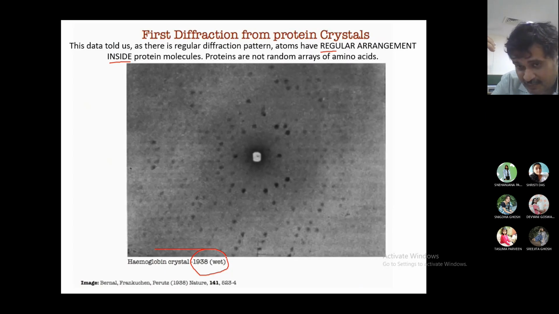So had it been a disorderly protein, when hemoglobin was crystallized and diffraction was done, there should not have been a regular repeating pattern, correct? But scientists did find a regular repeating pattern arising in the hemoglobin structure, and that threw away the hypothesis that the hemoglobin structure is amorphous. Okay, but the hemoglobin structure was not solved using this structure. The first protein whose crystal structure was solved was, remember, basic biophysics?